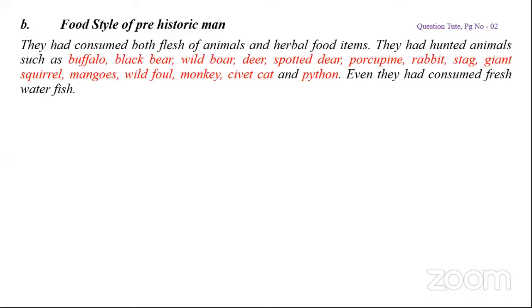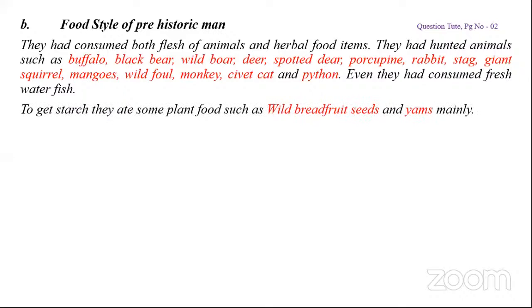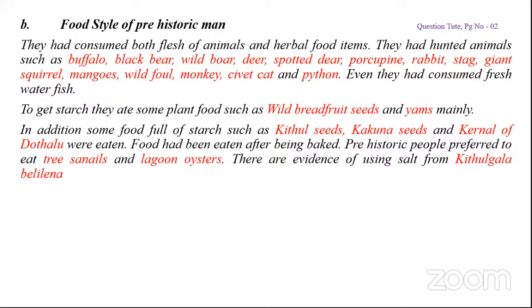So that we did not write in the short note, no, that about the consuming of flesh. So we wrote about this one. But to get starch, they ate some plant food such as wild breadfruit seeds and yams. And in addition, some food full of starch such as kitul seeds, coconut seeds, and kernel of dotul were eaten. Food had been eaten after being baked.